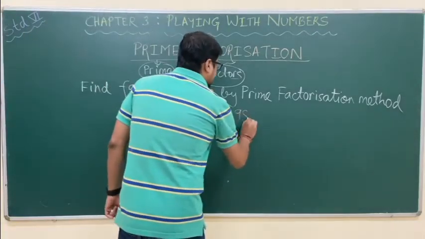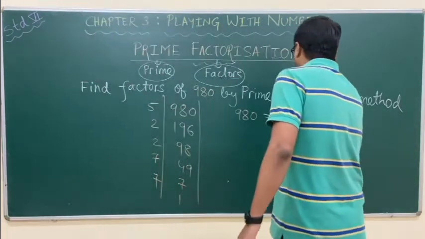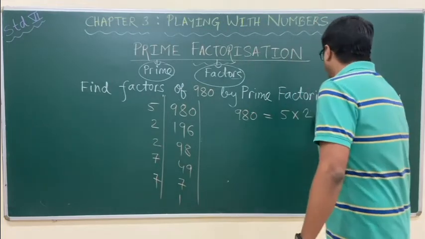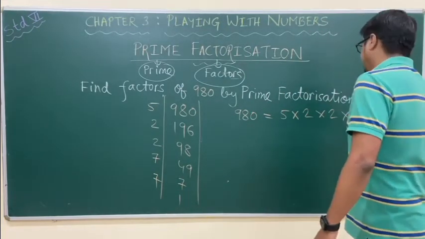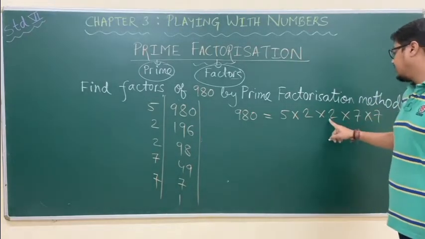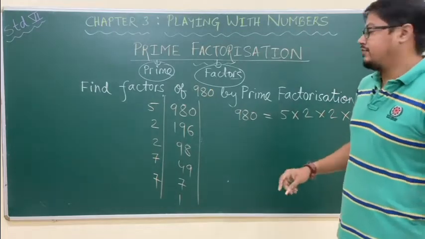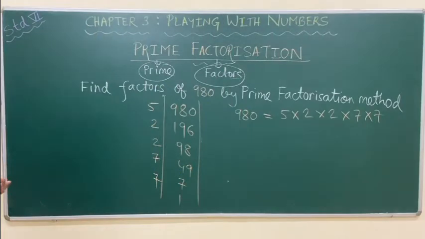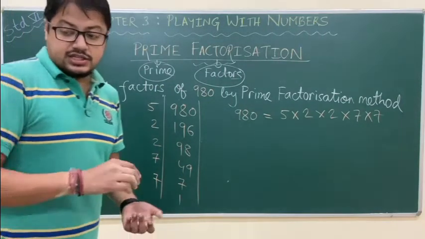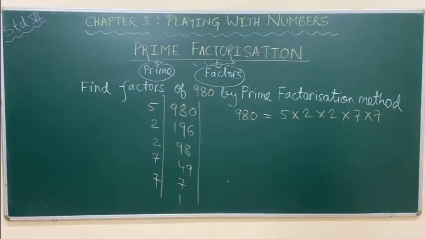So what are the prime factors of 980? 5 into 2 into 2 into 7 into 7. Correct? 5 2s are 10, 10 2s are 20. 7 7s are 49. 49 into 20 will be obviously 980. Okay students, so this was about the prime factorization method. Very important and very easy method. Why easy method? We have to divide only using prime numbers.